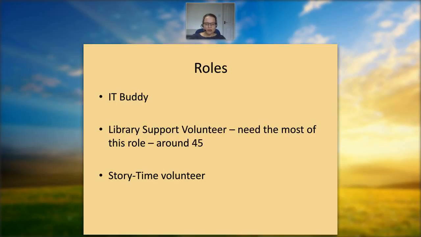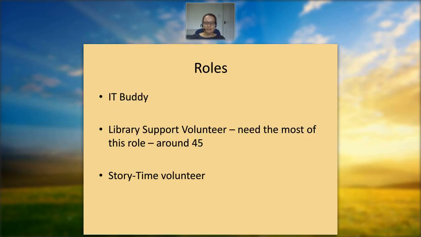So the first role really is the one in the middle there, library support volunteer. They need the most of that role, about 45. That's the role that in libraries you will see most frequently. Somebody that's behind the counter, issuing and discharging and helping you to find the books you want, reserve the books, all of that kind of thing. But they've actually decided they want volunteers on top of that doing 2 other distinct roles.